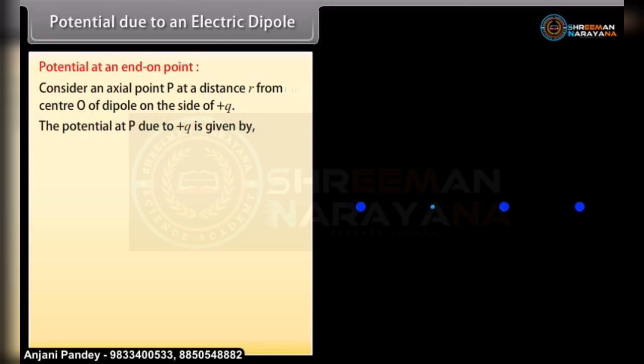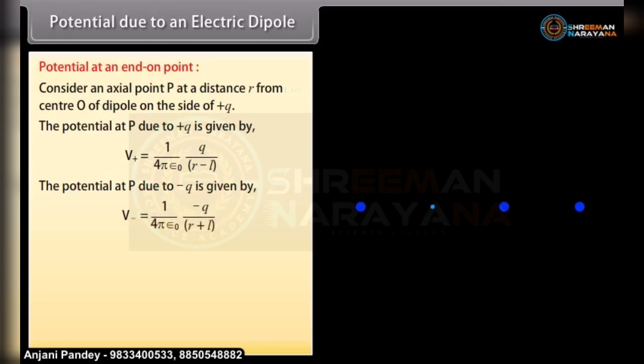The potential at P due to +q is given by V_positive = 1/(4πε_0) × q/(r − l). The potential at P due to −q is given by V_negative = 1/(4πε_0) × (−q)/(r + l).